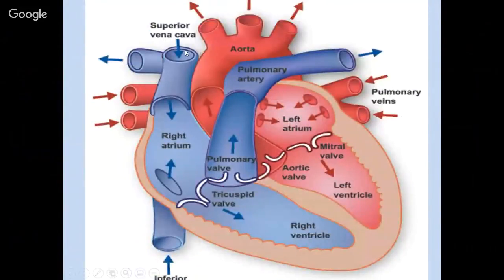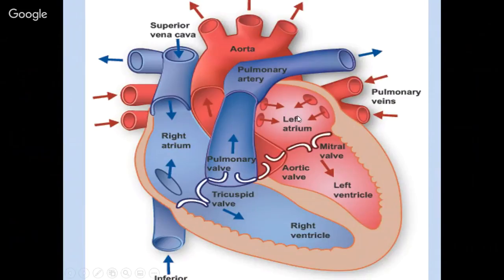So superior vena cava, inferior vena cava comes into the right atrium, goes through the right tricuspid valve to the right ventricle, goes to the pulmonary valve because it's going to the pulmonary system. Pulmonary artery. Now this is deoxygenated blood. It's the only artery with deoxygenated blood because blood leaving the heart is always in an artery. And it goes to the lungs and it picks up oxygen, drops off CO2.